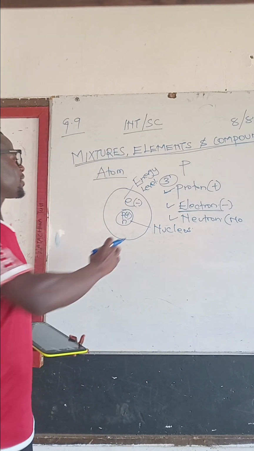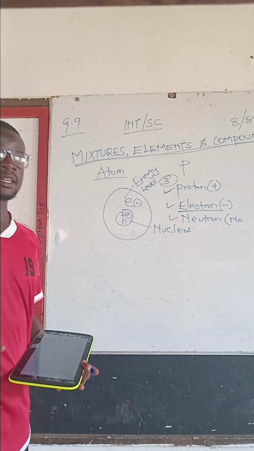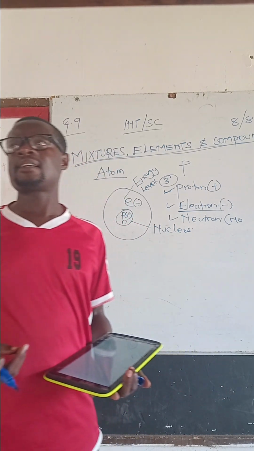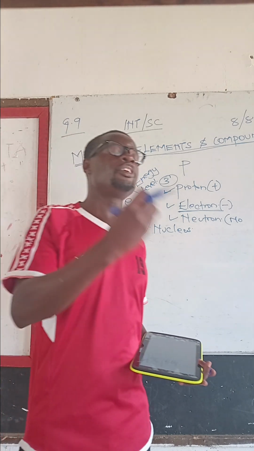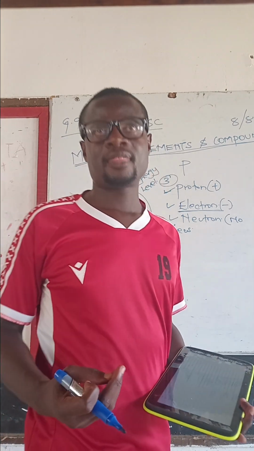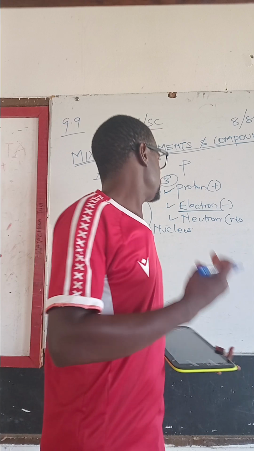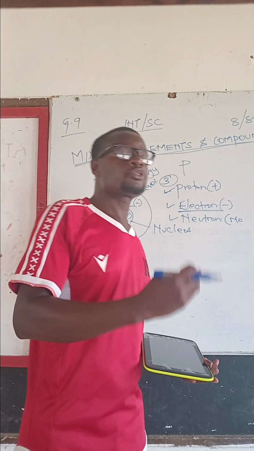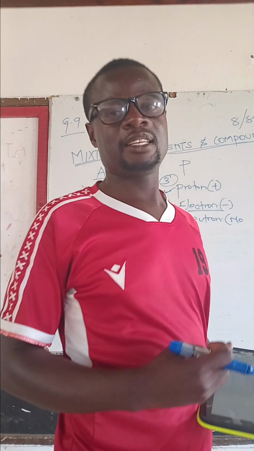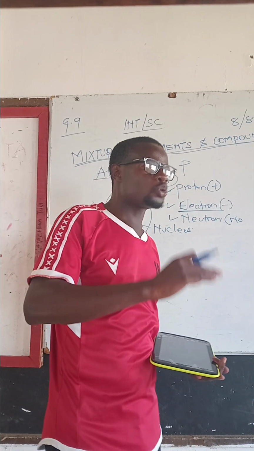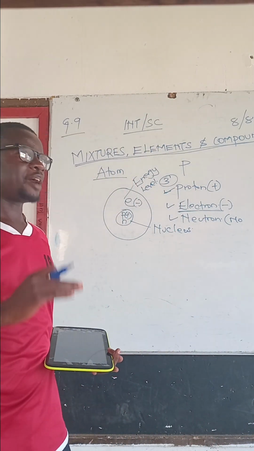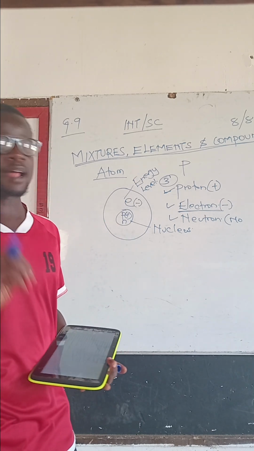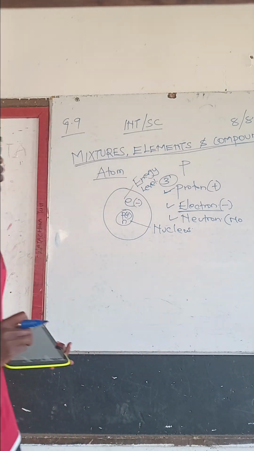Now, after knowing the structure, that is the first part of it, we've known the structure of an atom. And we've come to realize that an atom has got three subatomic particles, that is, protons, electrons, and neutrons. Where electrons are found inside the energy level, while neutrons and protons are found inside the nucleus, the center of the atom.